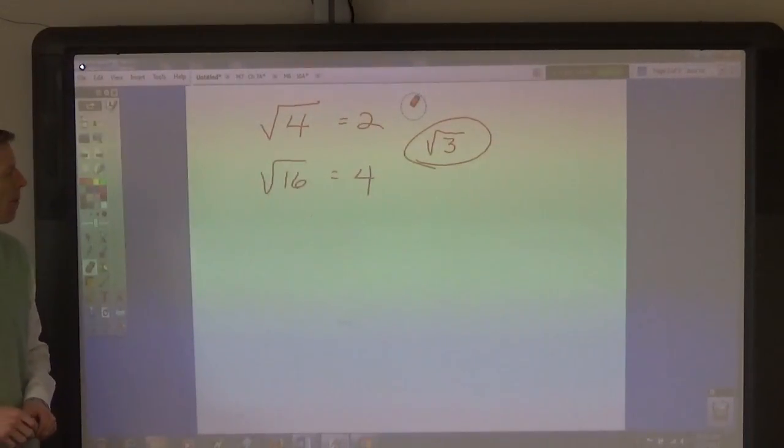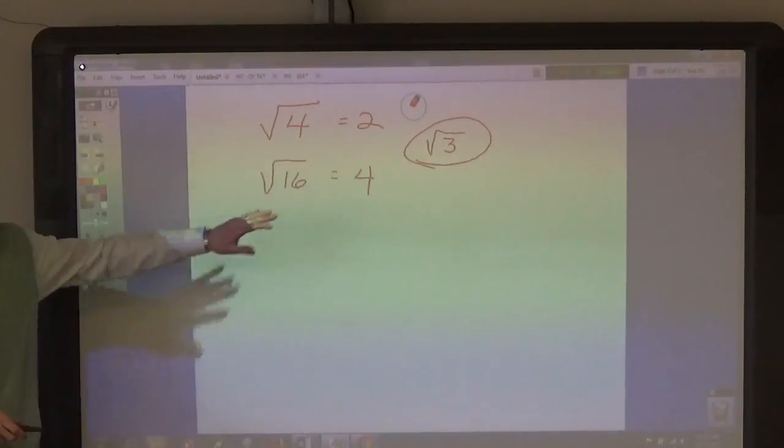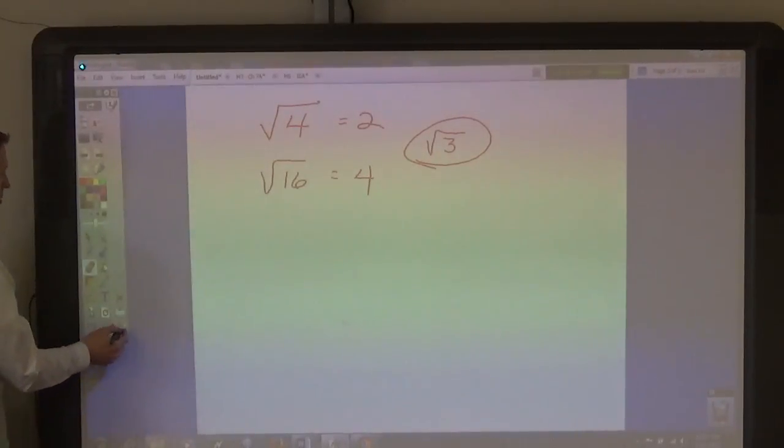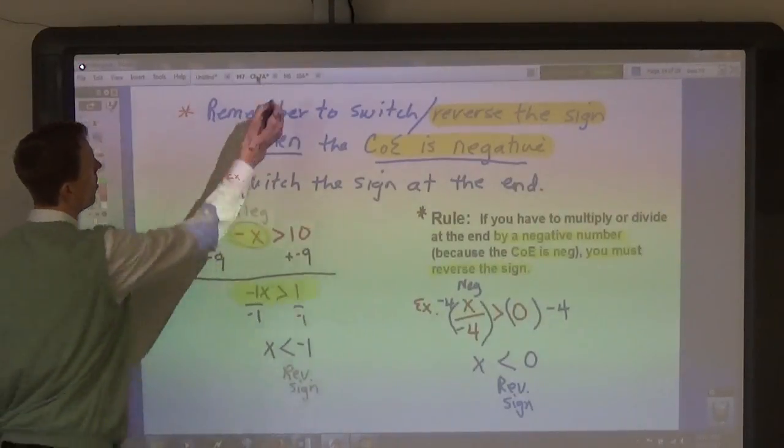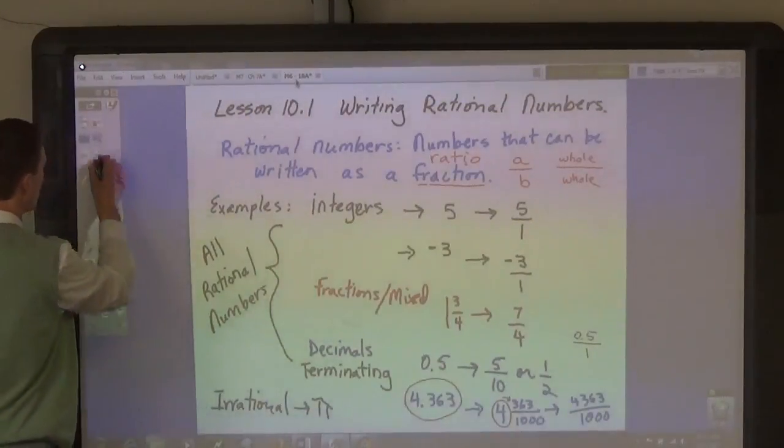Okay? Another example of irrational numbers. Oops, wrong set. There we go.